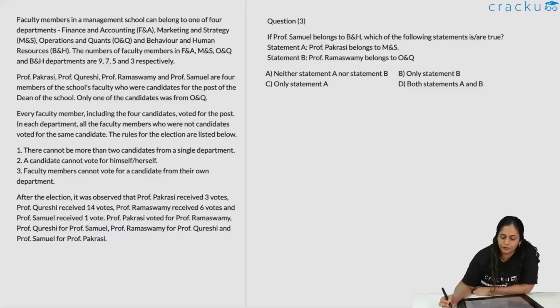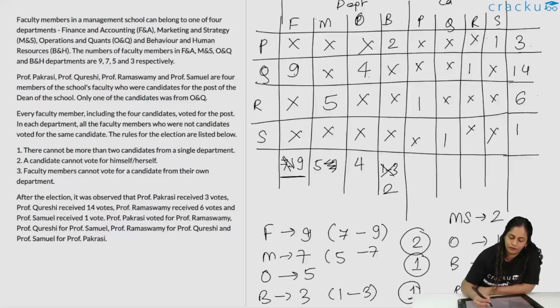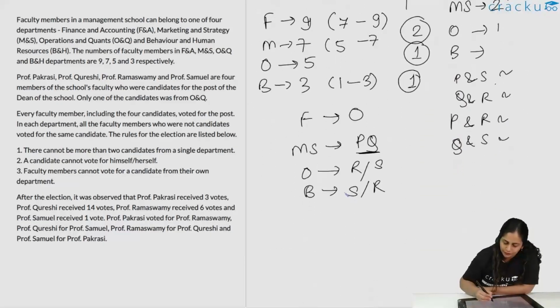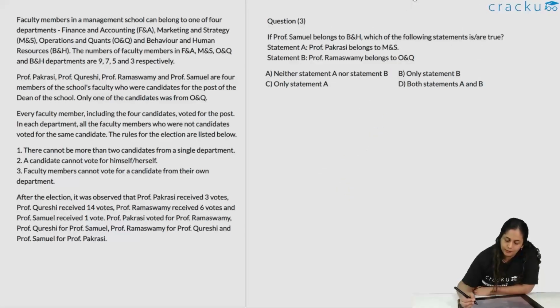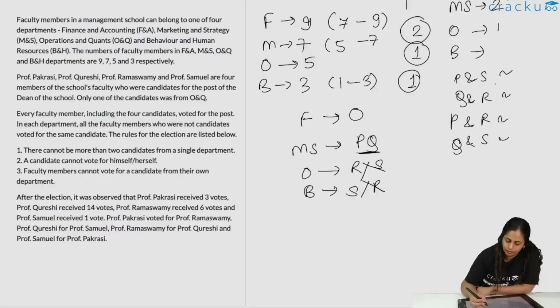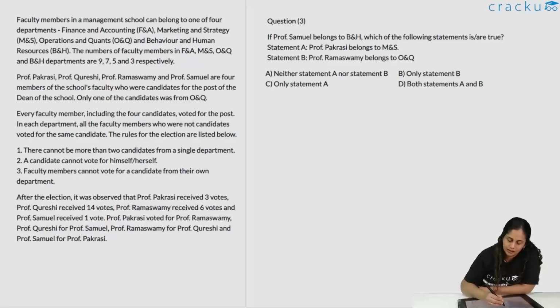The third question is, Professor Samuel belongs to B and H. Which of the following statements is true or false? If Professor Samuel is from B and H, that would mean that this possibility is removed. Professor Samuel is from B and H, R is from O and Q. So these are the final cases. So let's take a look. Professor Pakrasi belongs to M and S. This is true. In all cases, Professor Pakrasi has to belong to M and S. So this is definitely true.